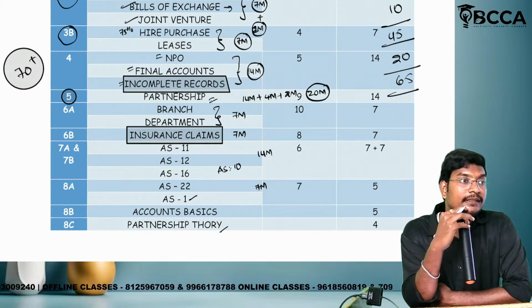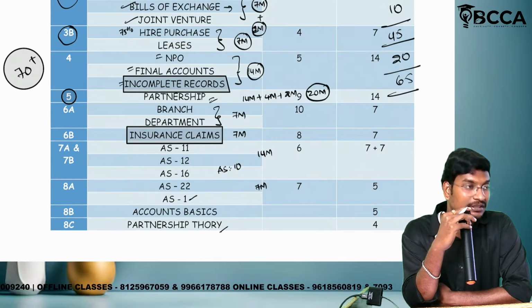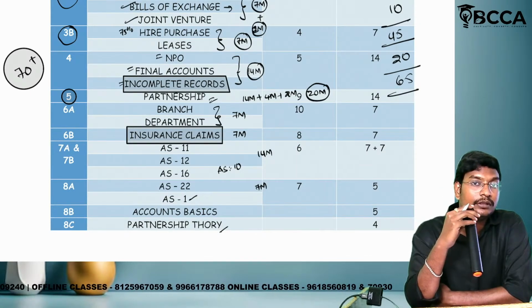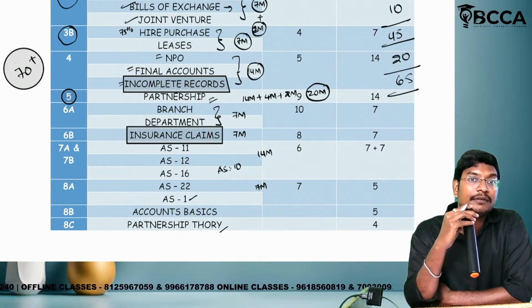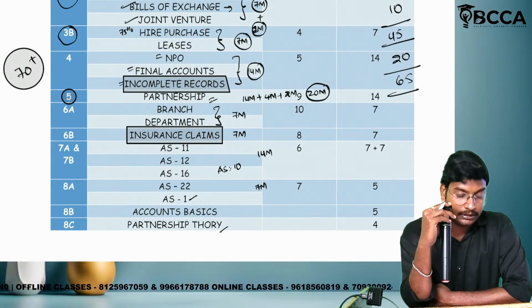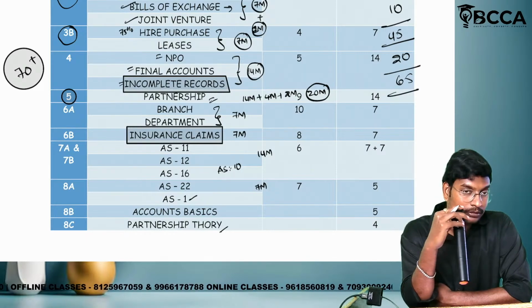In each and every chapter, mostly we have only 10 questions. Maximum how many questions will we have? 10 questions, except in partnership. In partnership we have 18 questions, I think. The question numbers are also less.